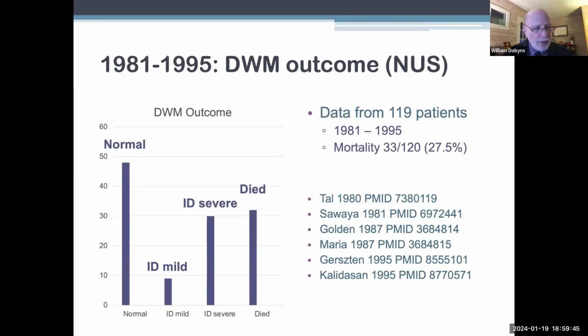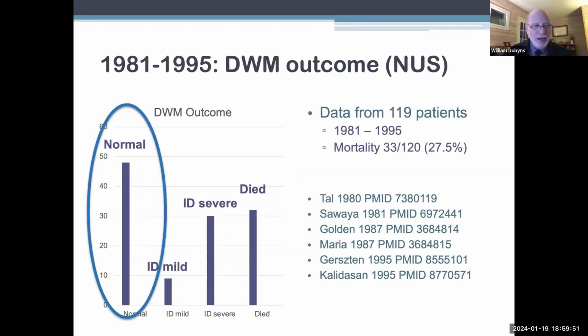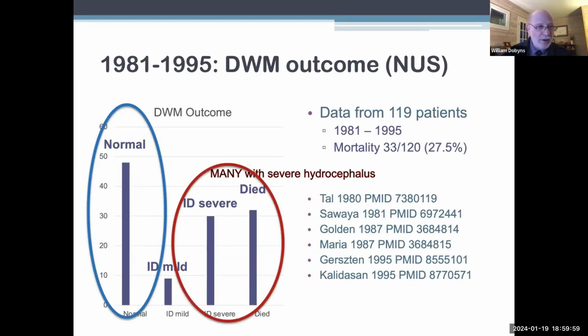What I wanted to point out here is that even in this series from neurosurgery from many decades ago, the rate of normal or near normal intellectual outcome was almost 50%. Now, others were more severe and often died or had severe developmental outcomes with only a few in the middle, but almost half had normal developmental outcome.